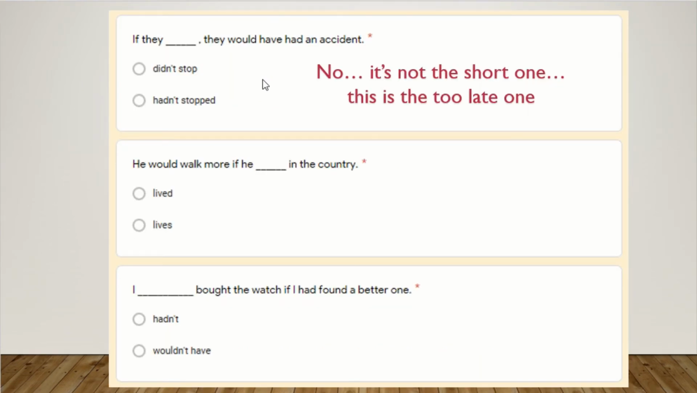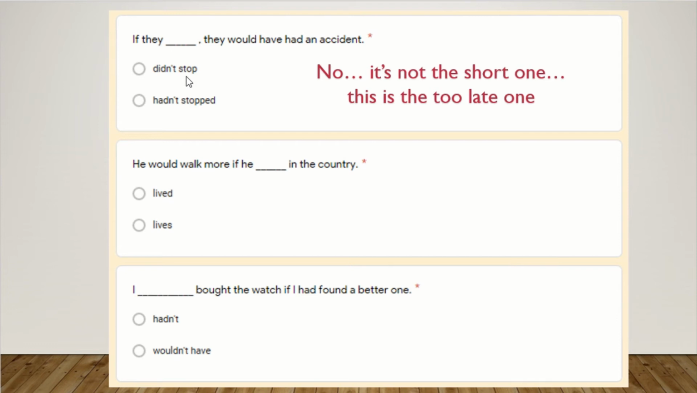And the last 2 slides are part of the Google form, all right? Okay, in this Google form, I know that maybe this was not easy to solve because you have to have this analysis to see which one to choose, all right? And in the first one, look, if they, okay, if they, we don't have more context, and we have didn't stop or hadn't stopped. Both are possible, okay? Both are possible in the if.